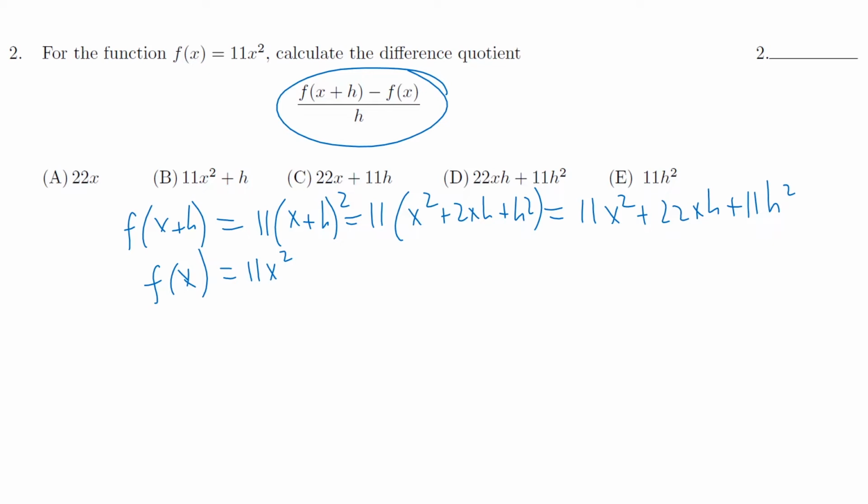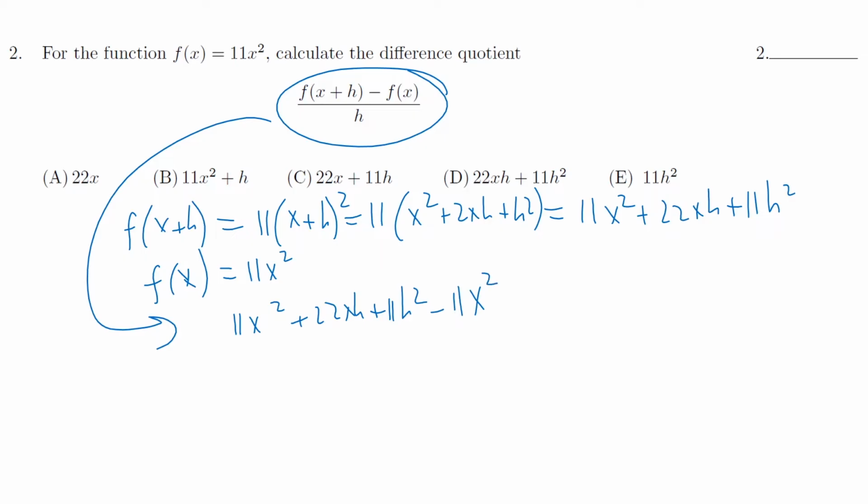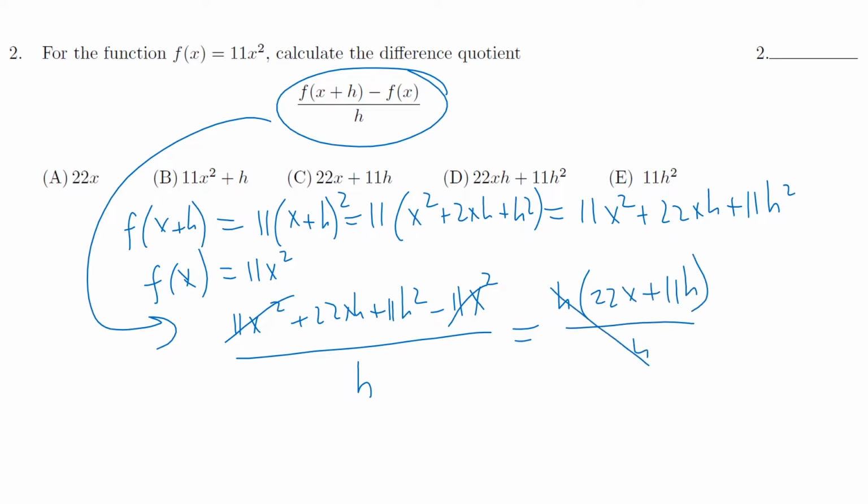So let's just start plugging stuff in, just pretty much composing this fraction. So it's 11x squared plus 22xh plus 11h squared minus 11x squared all over h. Boom, boom. And here I can factor out h: 22x plus 11h over h, cancel the h's, and my answer is 22x plus 11h, which is C.